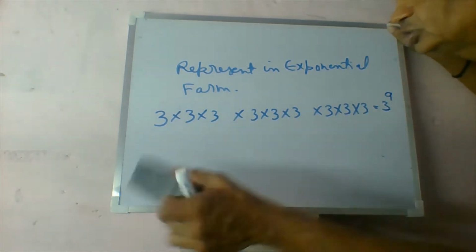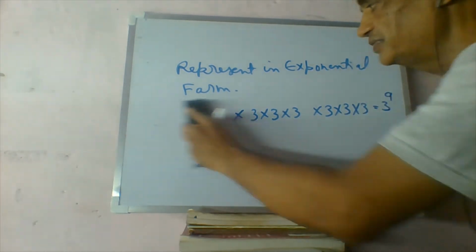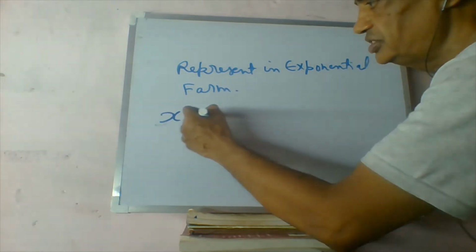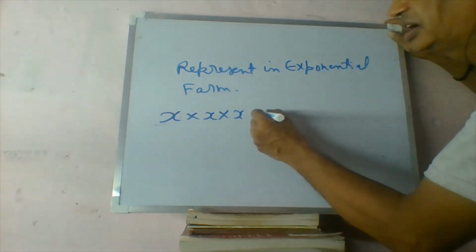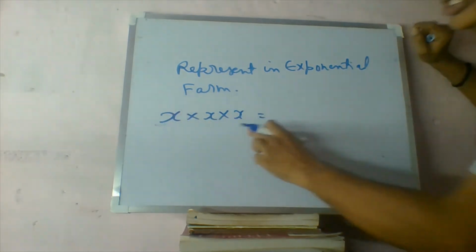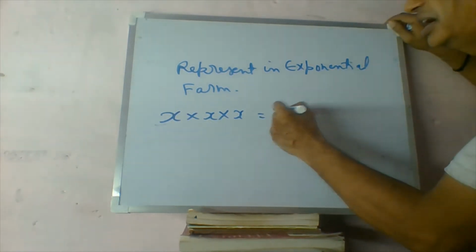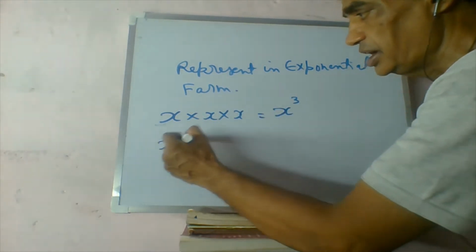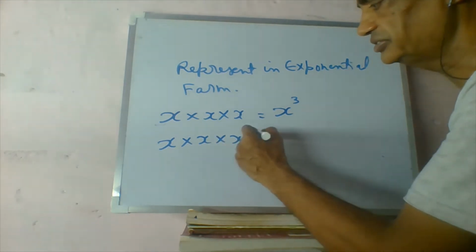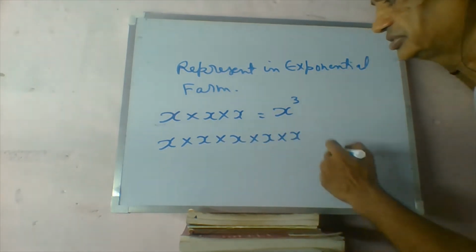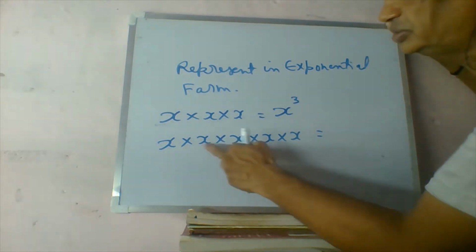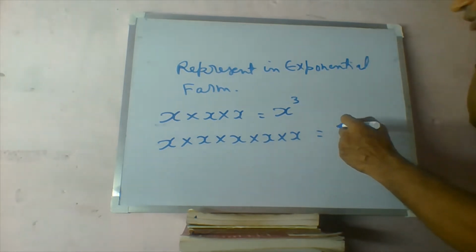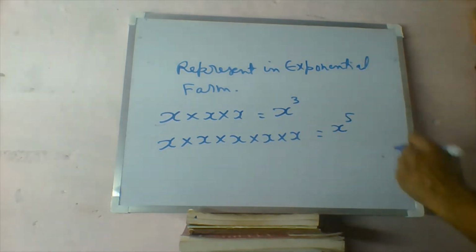Clear? So we try to express it in some general form. So we have x into x into x. It is 3 x's multiplied together. So x raised to power 3. x into x into x into x into x. How many x's? 1, 2, 3, 4, 5. 5 x's multiplied together. So we write it as x raised to power 5.